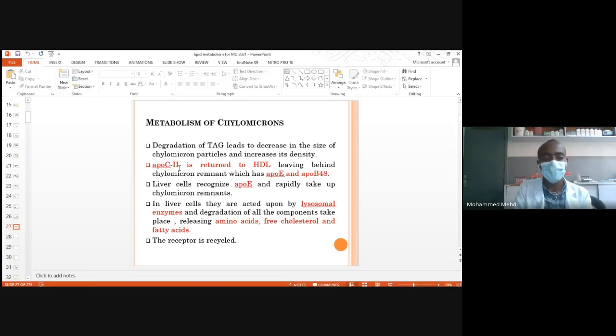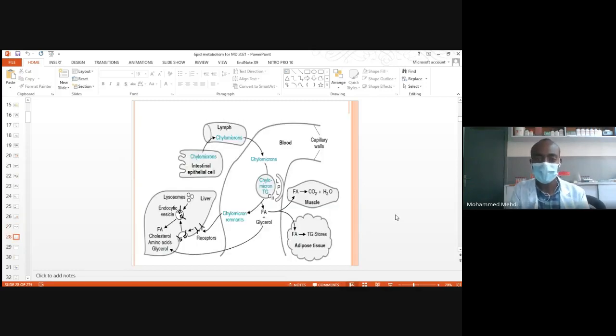ApoC2 is for activation of lipoprotein lipase enzyme. As a result, we have triacylglycerol hydrolysis. The remnant chylomicron will be taken up by the liver for complete degradation. So this is the complete picture now. It shows us the transport of lipid through the lymphatic vessel and blood circulation. Finally, in the blood circulation, how it is degraded by lipoprotein lipase is shown by this diagram.